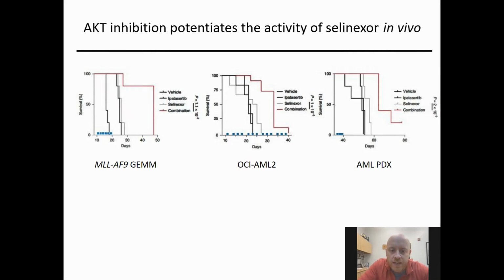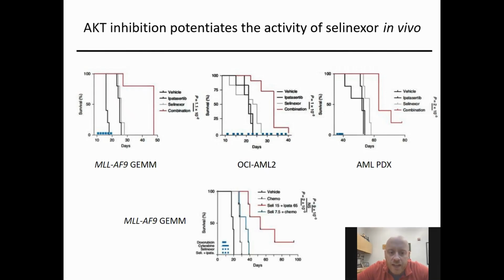And something that really excited us was that in the particularly aggressive MLL-AF9 genetically engineered mouse model of AML, the combination of selinexor plus ipatasertib, the AKT inhibitor, not only outperforms the single agent therapies, it outperforms an optimized induction chemotherapy regimen, as well as the combination of selinexor plus chemotherapy. And it outperforms them by a substantial margin.